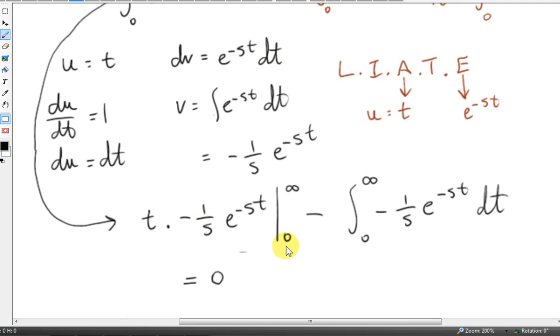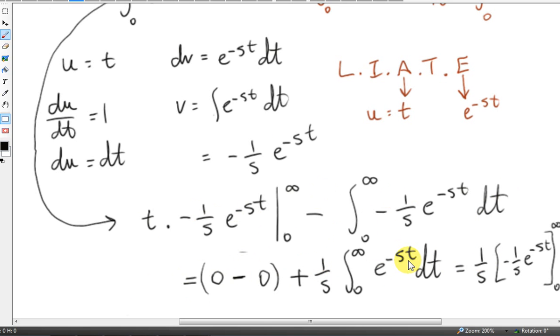Then we have to look at the lower limit. We put down a minus sign and we evaluate this expression at t equals 0. Well, if we plug 0 in for t here, we get 0 in this product, 0 times this thing, so we get 0. So we get 0 minus 0, which is 0. Now we can take the minus 1 over s out. It's just a constant because we're integrating with respect to time. So we get plus 1 over s.